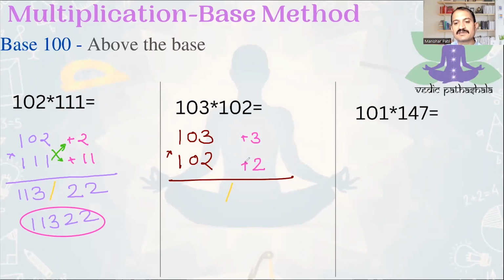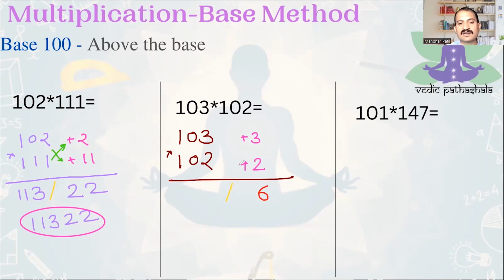Deviation is plus 3 and plus 2. So 103 is deviated by 3 from the base 100, and 102 is deviated by 2 from the base 100. So first, the right hand part. 3 2s are 6. But you can't simply write 6 like this.